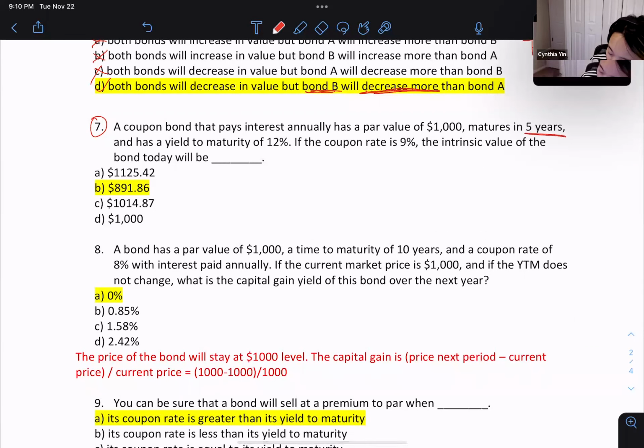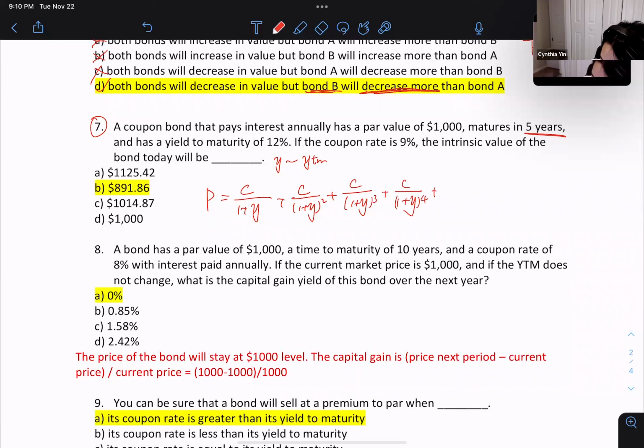Because it has a maturity in 5 years, we use the 5-year maturity bond pricing formula. So it's C divided by, I will just use Y to represent YTM, okay? 1 plus Y, plus C divided by 1 plus Y squared, plus C divided by 1 plus Y to the third, plus C divided by 1 plus Y to the power of 4, plus C divided by 1 plus Y to the power of 5, plus face value divided by 1 plus Y to the power of 5.